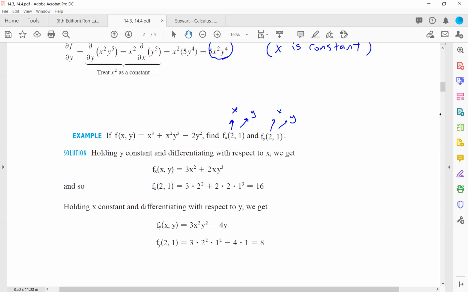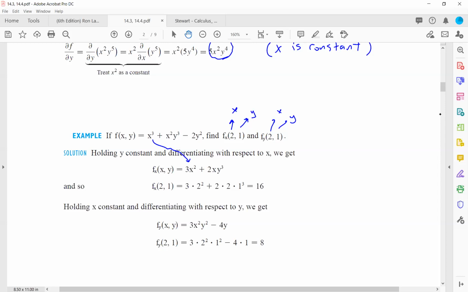So first of all, you're taking the derivative with respect to x. You assume y is just a constant. The partial derivative is going to be 3x squared. The derivative of x cubed is 3x squared. Remember that x cubed is just a power function.